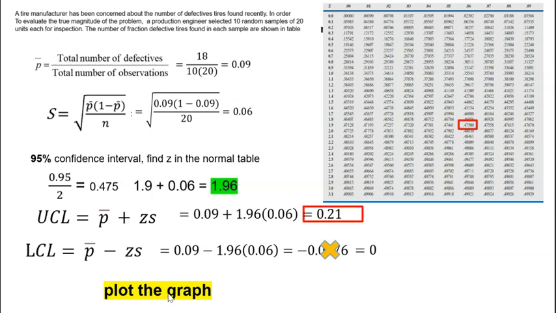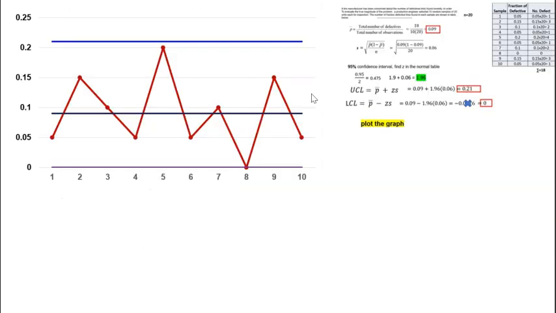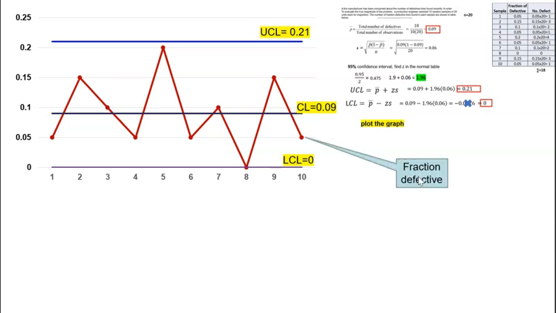Okay, so now plot the graph. This is the information that we need, the UCL, the LCL, and the CL. P bar is the central line. So the CL is 0.09 here, the UCL is 0.21 from here, and we know the LCL is at 0. And these are the plots for the fraction defective.